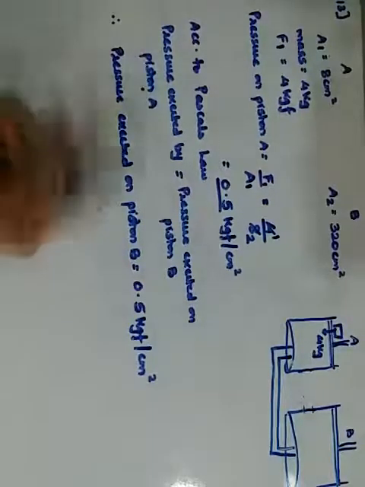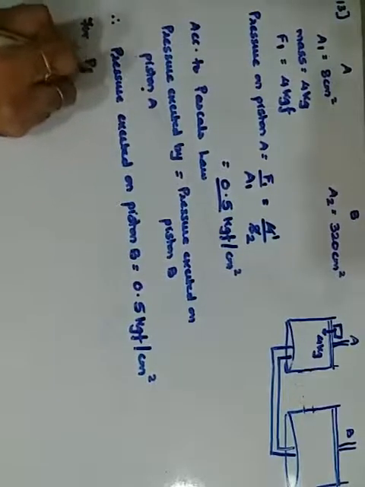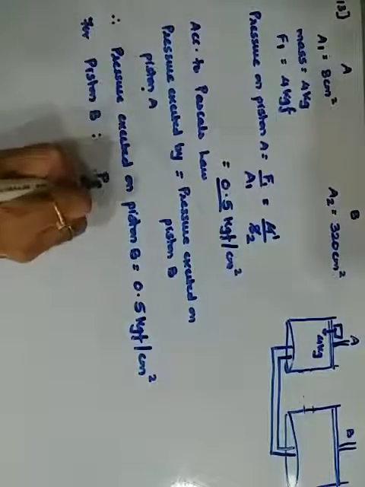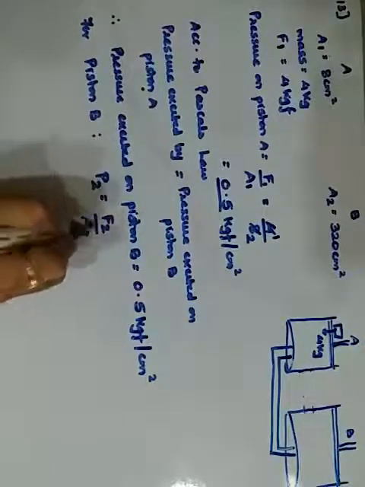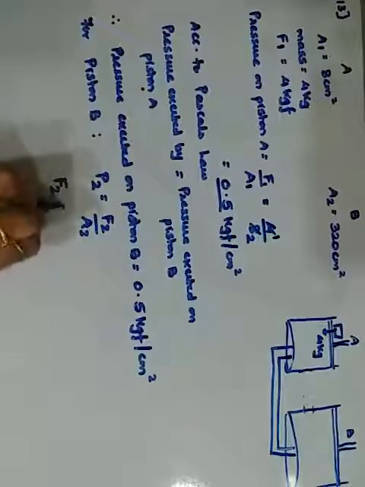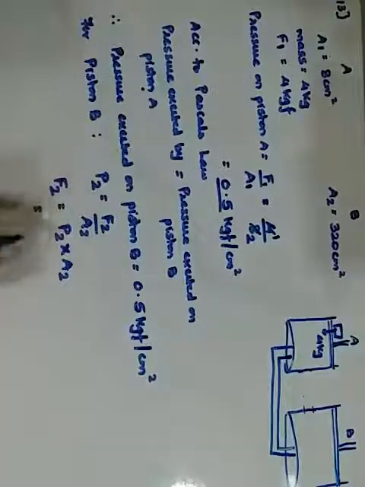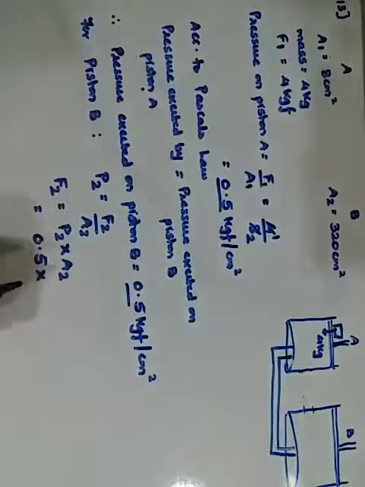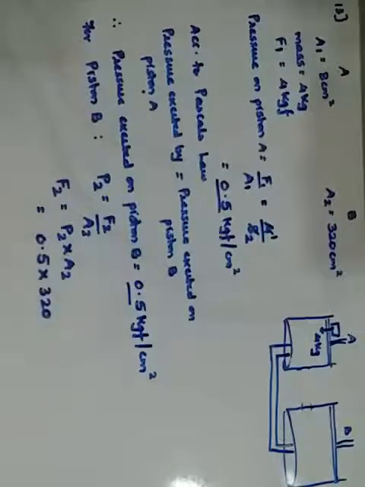अभी क्या पूछा है B के लिए, we want the thrust. Okay, for piston B, we know that pressure P2 is equals to F2 upon A2, but we want F2. F2 is equals to this P2 into A2. Let us find out P2. What was the pressure? Pressure अभी मिला था 0.5. And A2, how much is A2? A2 is already 320.